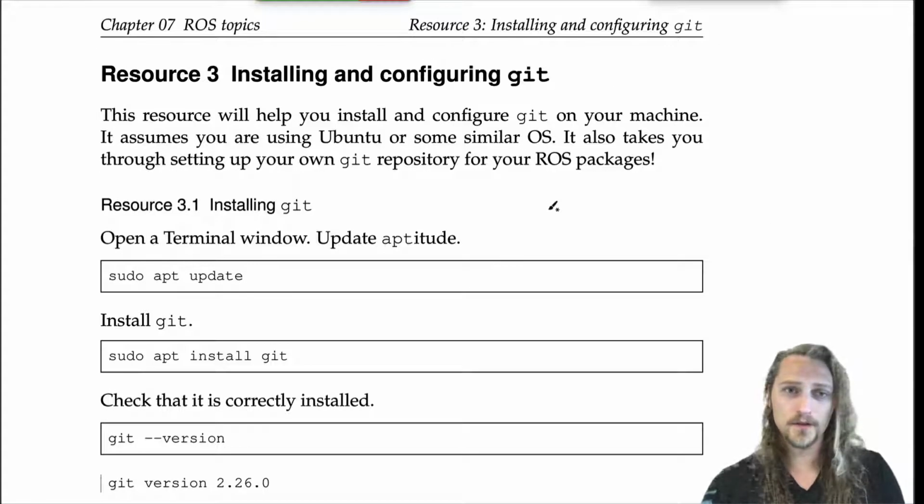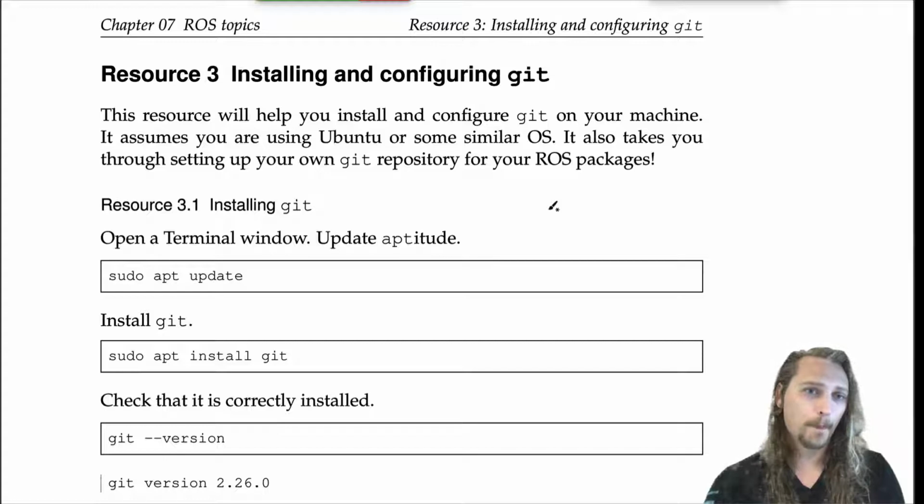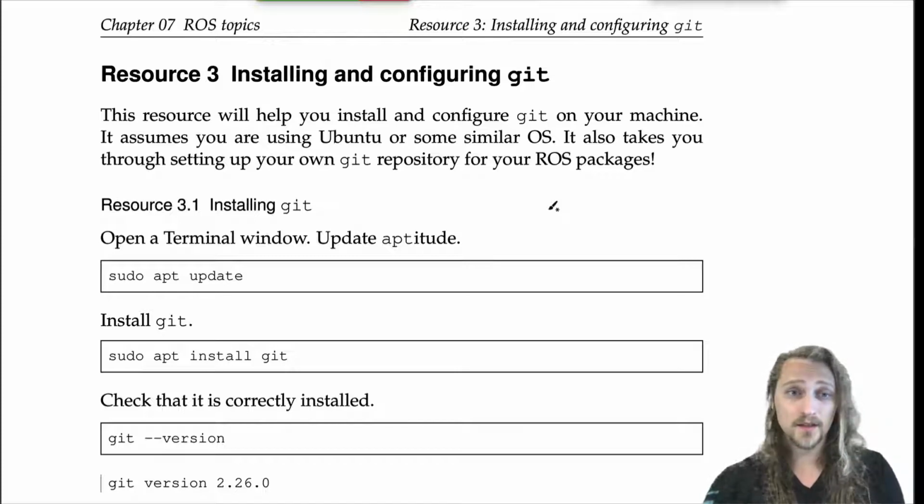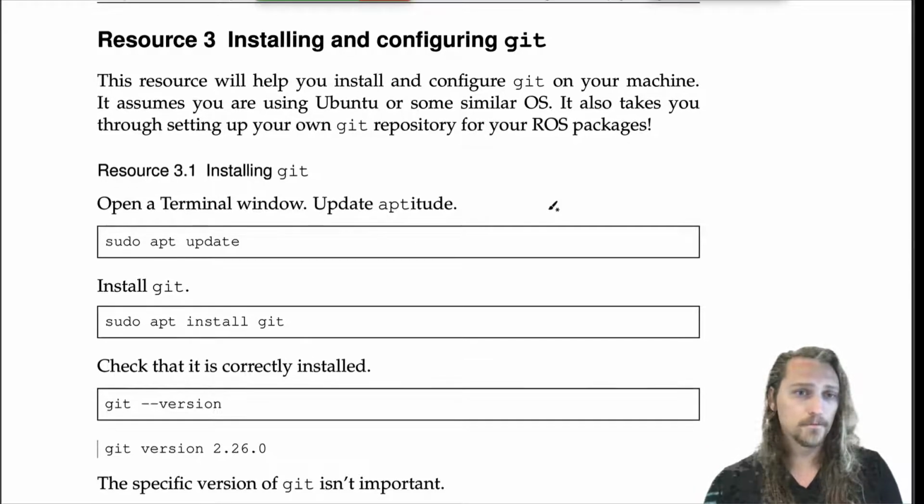So resource 3, installing and configuring Git. This resource will help you install and configure Git on your machine. It assumes you're using Ubuntu or some similar OS. It also takes you through setting up your own Git repository for your ROS packages. So that's sort of what we'll be doing in this little lecture.